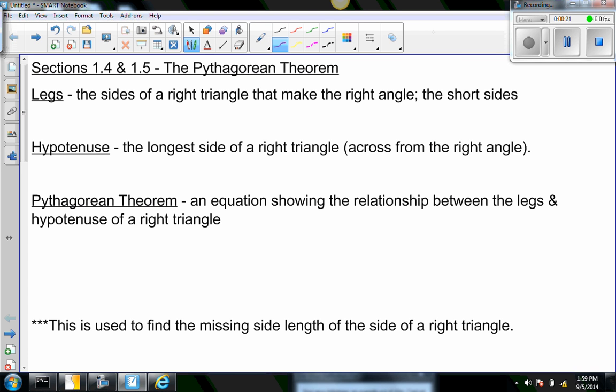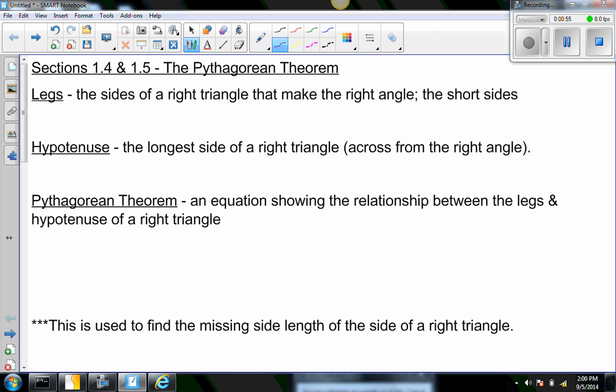So first of all, before we talk about the Pythagorean theorem, you need to remember that you can only use this rule, this theorem, for right triangles. Those are triangles that have a right angle in them. So the legs of the right triangle would be the two shortest sides. So the two sides that make the right angle will always be the legs. The hypotenuse will always be the longest side, and that is the side across from the right angle. It never makes the right angle. Okay, the legs make the right angle. The hypotenuse is the longest side across from the right angle.